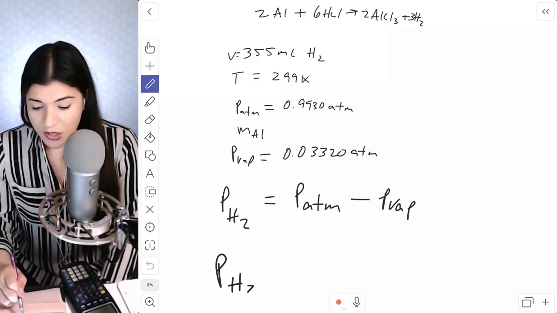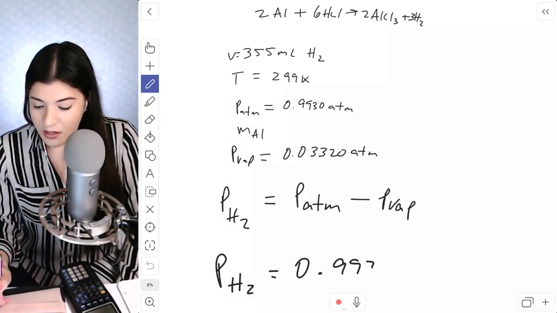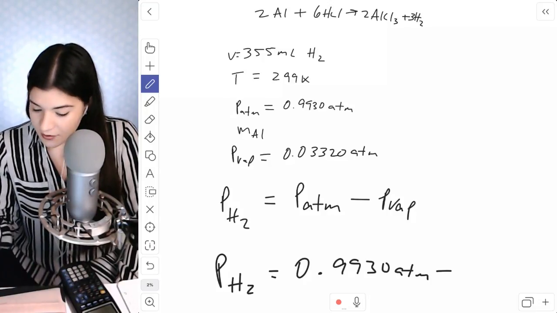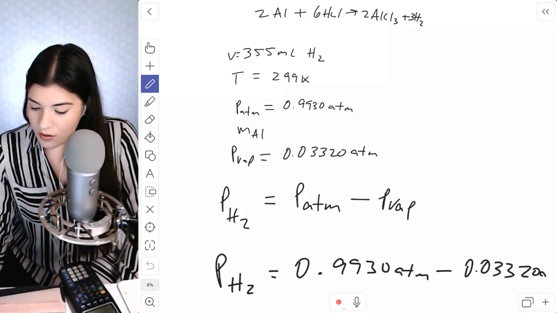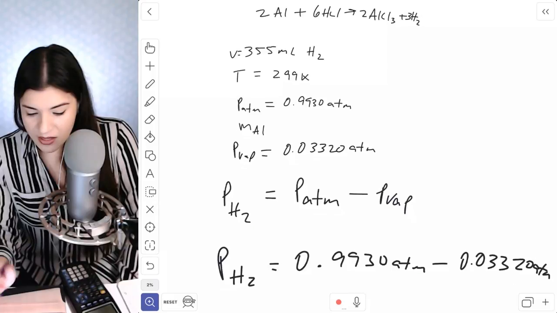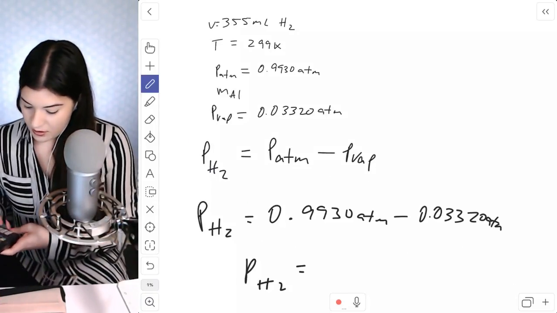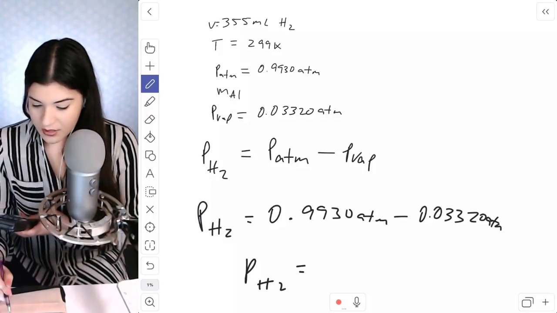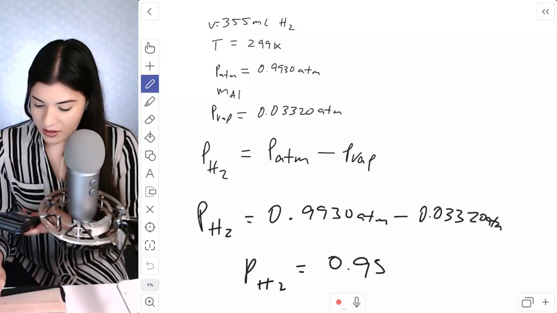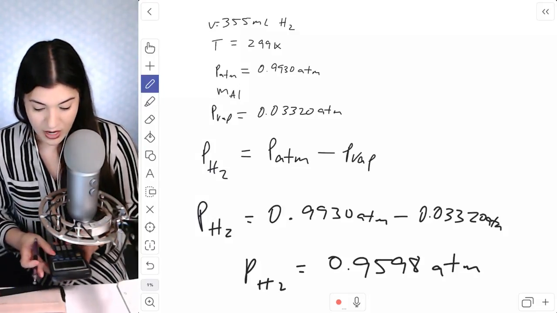This is going to give us the pressure of H2. Our atmospheric pressure was 0.9930 atmospheres, and then they gave us our vapor pressure. So I'll subtract those and see what that gives us. 0.993 minus 0.0332 gives us 0.9598 atmospheres. So that's what I'm really going to use.